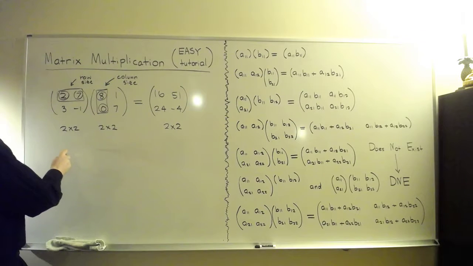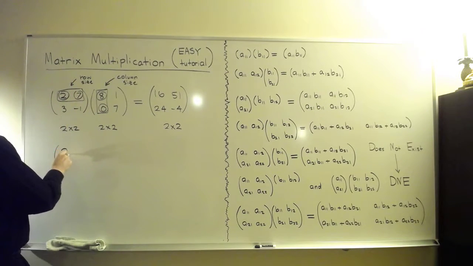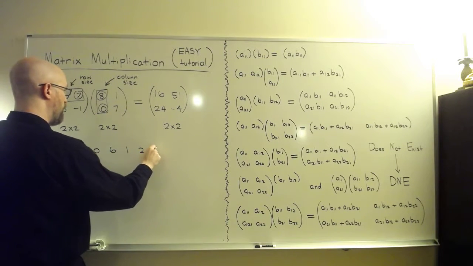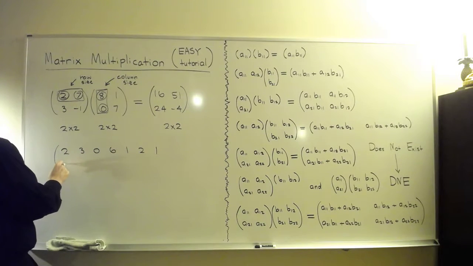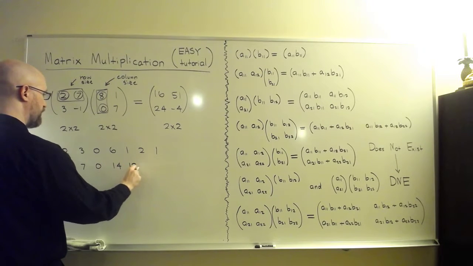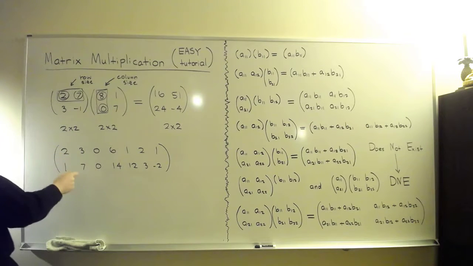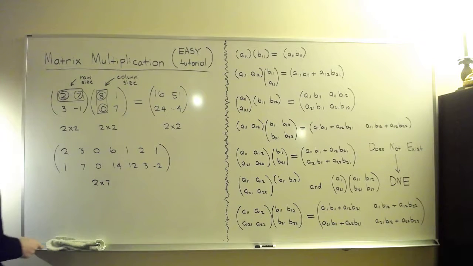For instance, say I have a matrix that has rows that have 7 entries in it. So say I have 2, 3, 0, 6, 1, 2, 1, and then 1, 2, 3, 4, 5, 6, 7, and then I could put a bunch of other entries down here. So I have this big matrix here. It has 2 rows, but 7 columns.